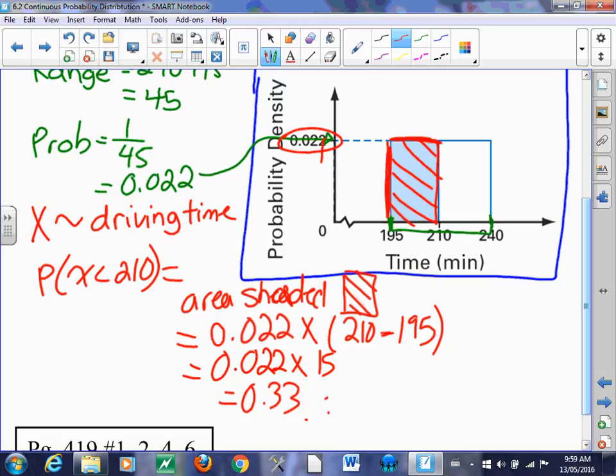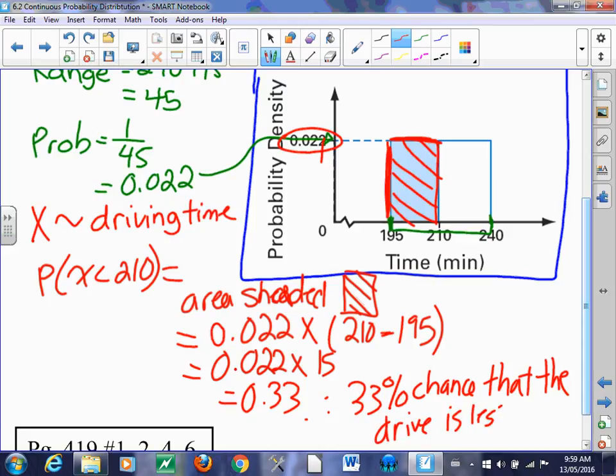So what does that mean? Therefore, there is a 33% chance that the drive is less than 210 minutes. And hopefully they're not talking about long weekend cottage weather. I grew up in Barrie, and I know that makes a big difference.